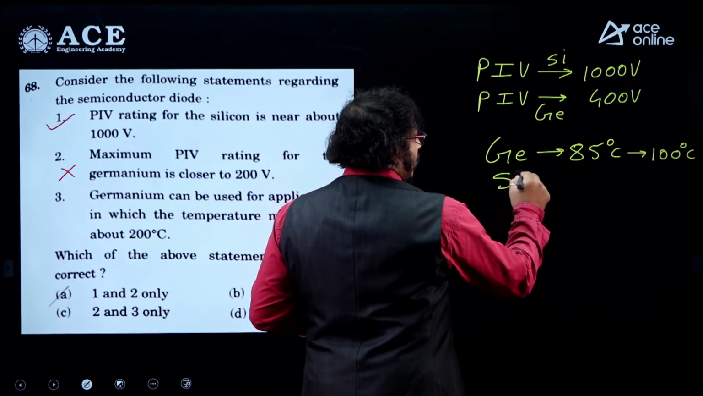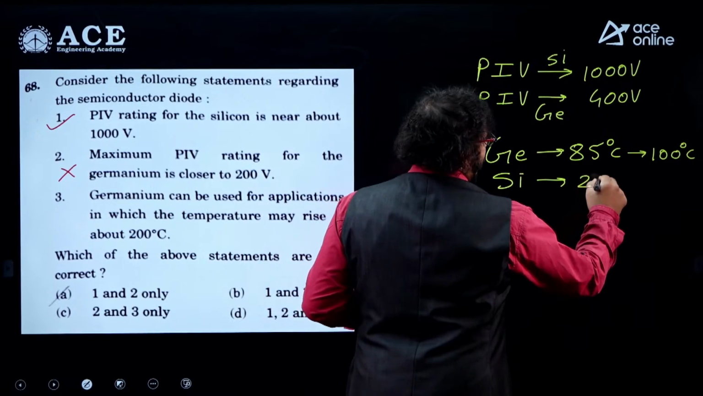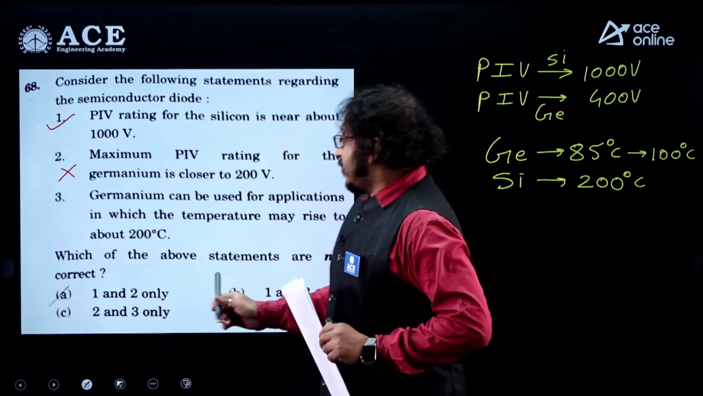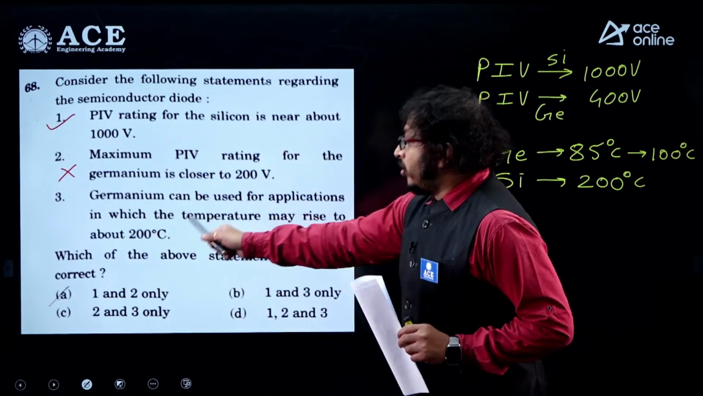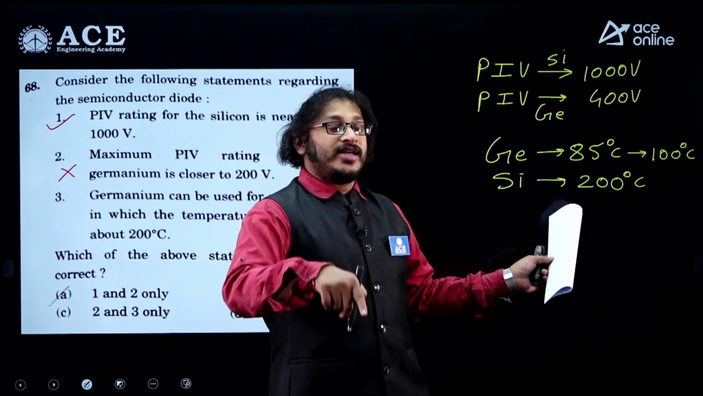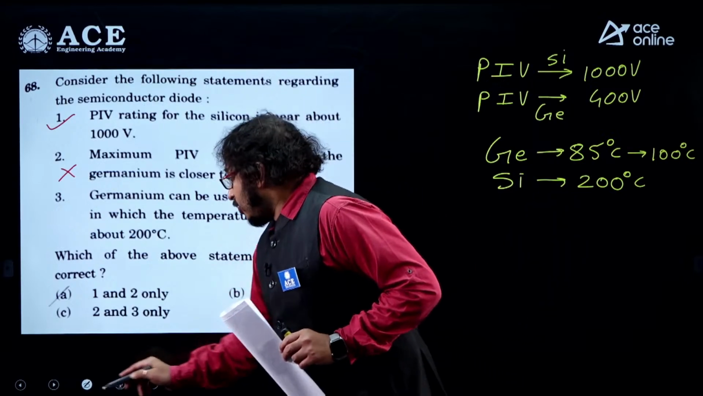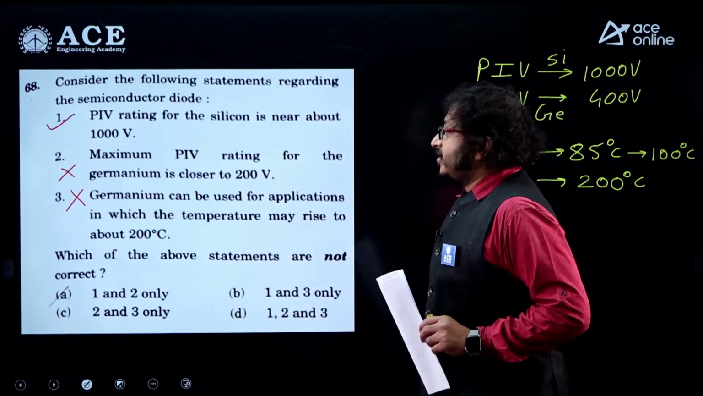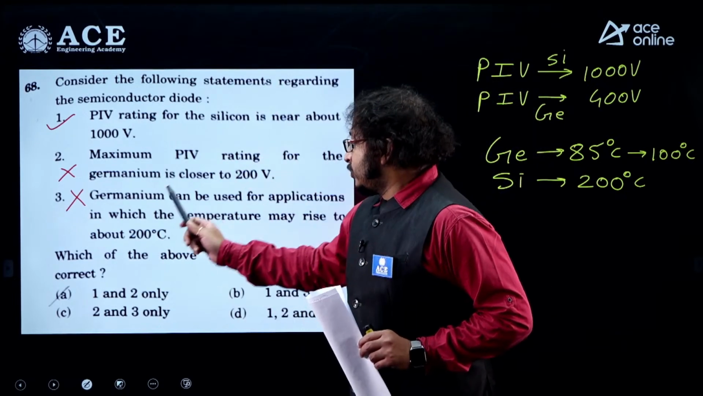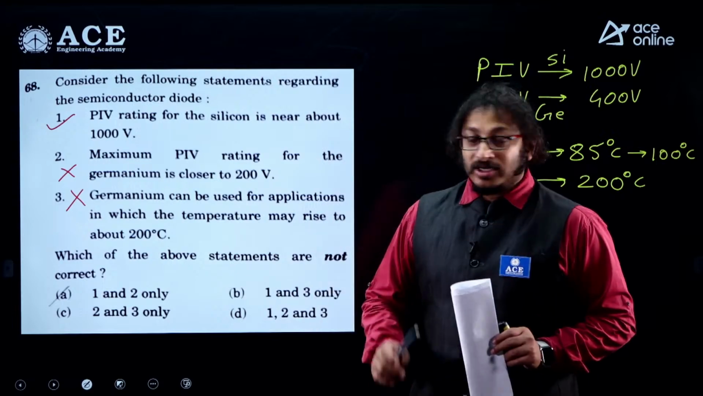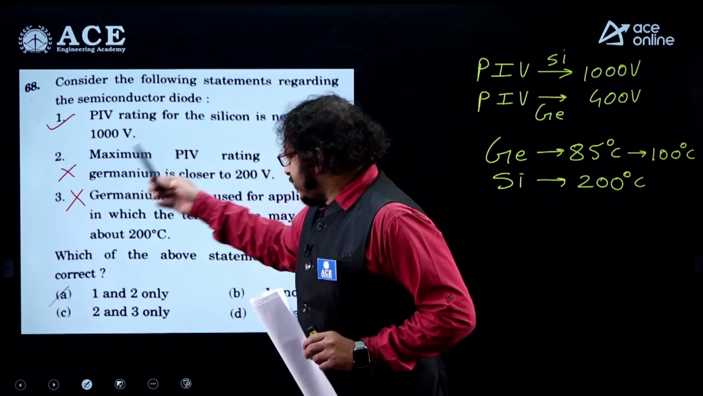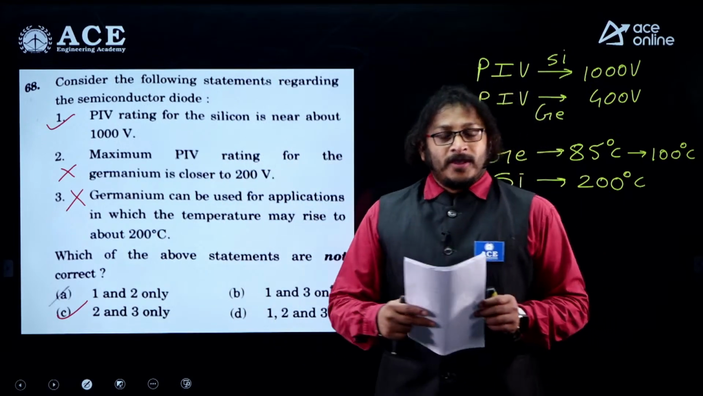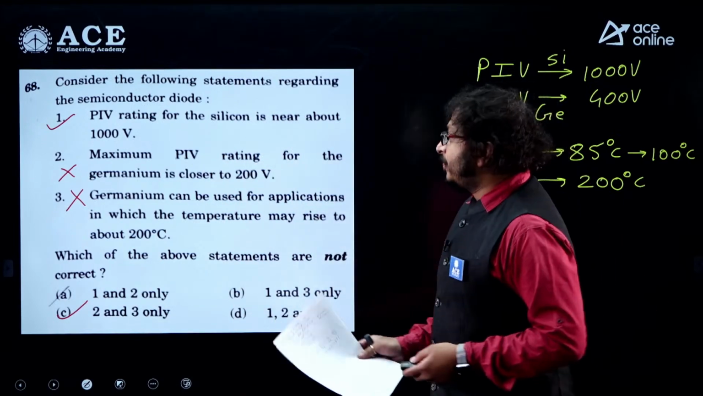Whereas in the case of silicon, it is almost 200 degrees centigrade because it will support higher temperatures. So here, germanium supporting 200 degrees centigrade is highly impossible. Silicon can support that, not germanium. So this third point is absolutely wrong. Now what exactly are they asking, guys? Consider the following statements. Which of the above statements are not correct? Not correct. So the first one is correct, the second and third both are not correct. So 2 and 3 only is apt for the given question. That is, option C is absolutely right.